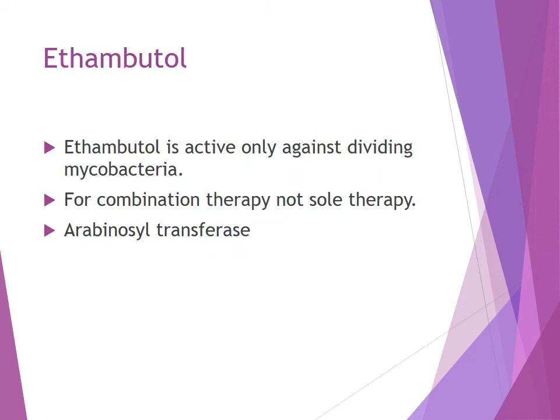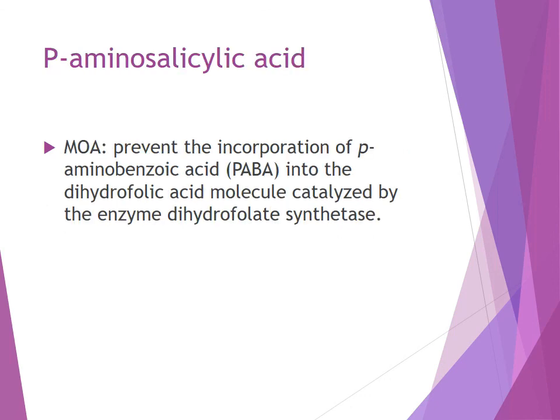Next one, we have your ethambutol. This drug is active only against dividing mycobacteria and hindi siya ginagamit as a sole therapy. So, in combination siya with other antibacterial agents or anti-tubercular agents. This drug will inhibit the enzyme arabinosyl transferase. So, the main adverse effect of this drug, letter E, I, optic neuritis. Next, we have your para-aminosalicylic acid. So, this drug will inhibit your PABA.